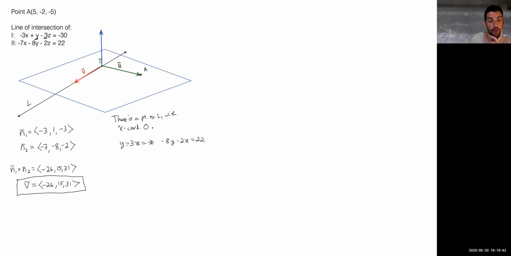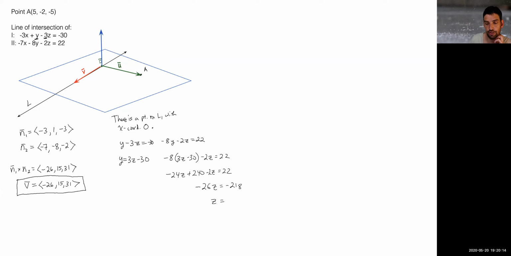Okay, so if I just add the 3z to the other side, I get y equals 3z minus 30. And I can substitute that into this equation, so I get negative 8 times (3z minus 30) minus 2z equals 22. I get negative 24z plus 240 minus 2z equals 22. Negative 26z equals negative 218.